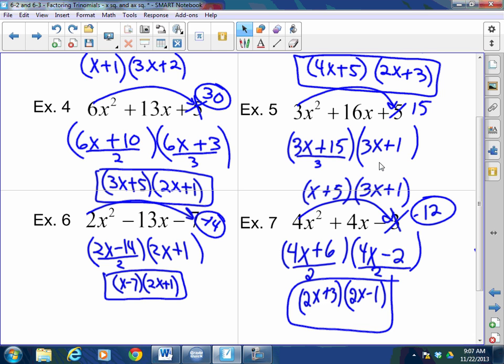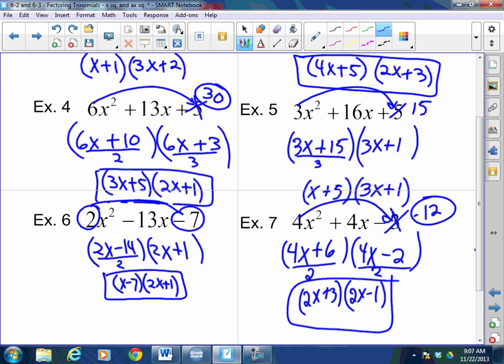Yes, for example 6. Where did I get the negative 14? A times C. 2 times negative 7 is negative 14. That's my new C. And then what times what is negative 14, but when added together is negative 13? Negative 14 and 1. 13 times 1 is not 13. 14 times 1 is 14. Not 13 times 1.